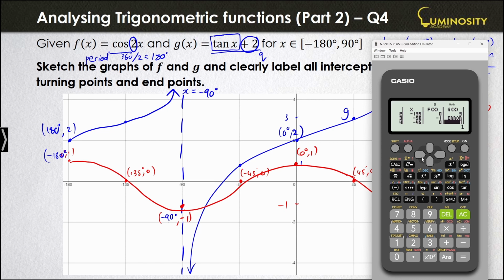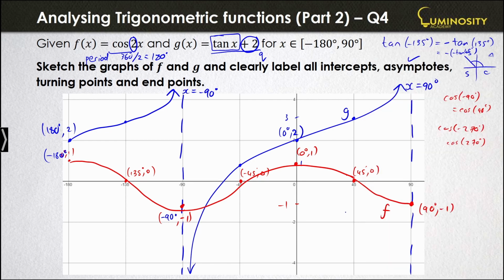At negative 45 degrees, you can see the red graph goes to 0 and the blue graph goes to 1. At 0 degrees, you can see the red graph goes through 1 and the blue graph goes to 2, and so on. So the calculator gives us all the relevant points as well that we can use to sketch the graph.